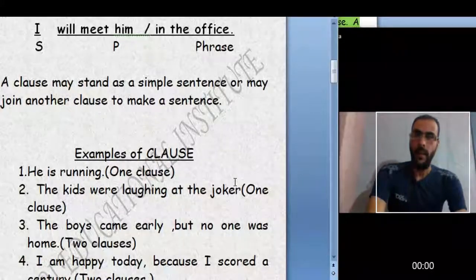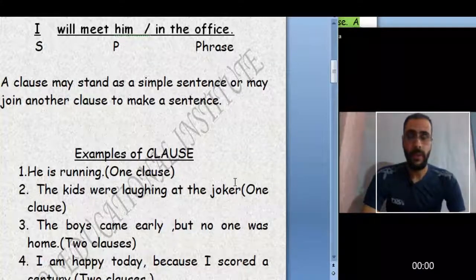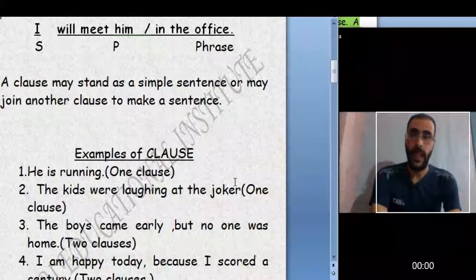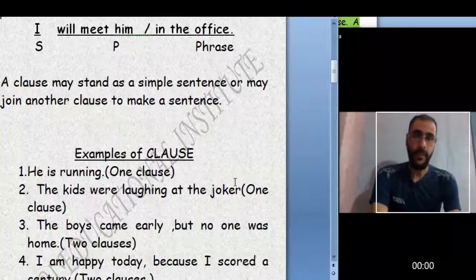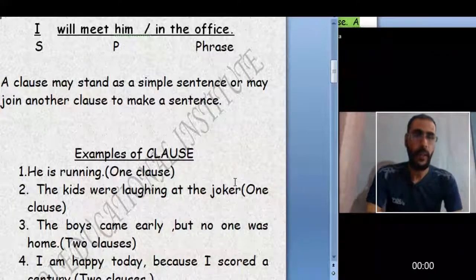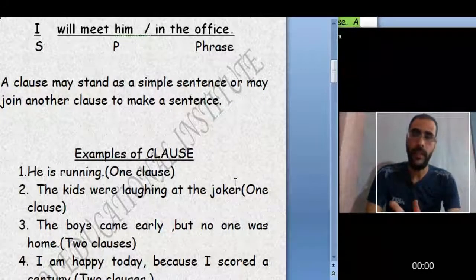So what we'll have to do is we'll have to look at a few more examples. Before we look into the examples of clause, I want all of you to observe this sentence closely. I will meet him in the office. यहाँ पे I subject है. Will meet him is a predicate. In the office, अगर हम इस लाइन को काट भी दे तो it will still stand as a sentence.